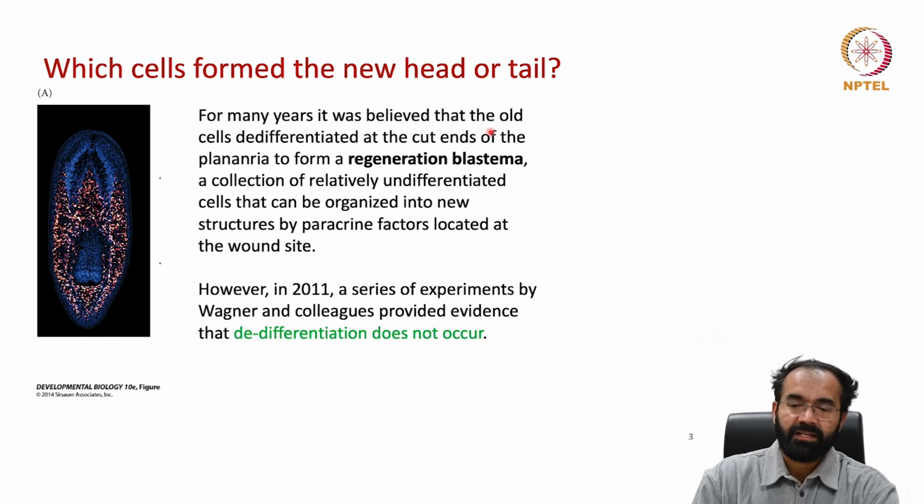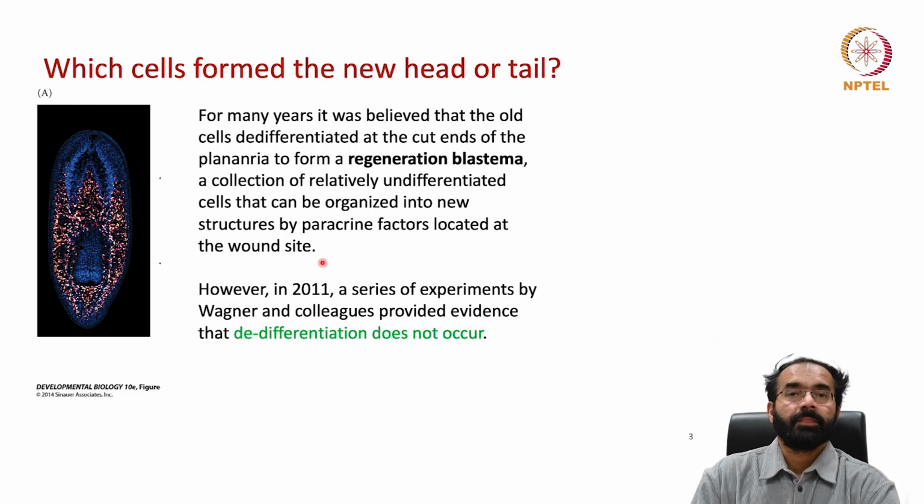For many years, it was believed that the old cells dedifferentiated at the cut ends of the planaria to form a regeneration blastema. Dedifferentiation, that is going back in time. Like I gave an example probably in the previous class, someone who is studying in the +2 is now going and sitting in the kindergarten. So this is dedifferentiation. That was the belief in olden times: a collection of relatively undifferentiated cells that can be organized into new structures by paracrine factors located at the wound site. At the injury site, there are a lot of differentiated cells. They dedifferentiate and give rise to a naive type of cells which can give rise to the lost structure.